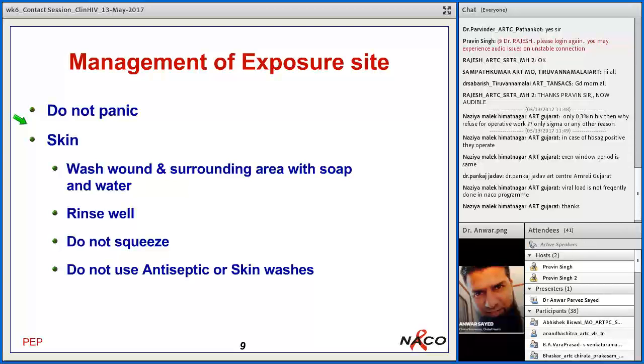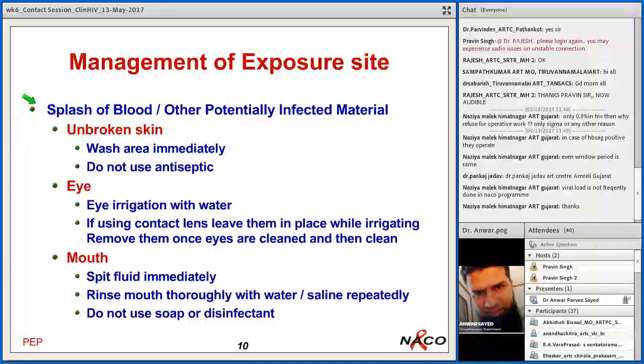people try all funny ways of dealing with this scenario: they squeeze, they lick the site, or they do all sorts of nonsense, but all those things will increase the risk of HIV entering into the bloodstream. So anything which causes irritation of the area should not be attempted. The simple thing is to wash the wound and surrounding area with soap and water, and rinse it well. Do not squeeze, and do not do any heroic things like usage of antiseptics or skin washes.